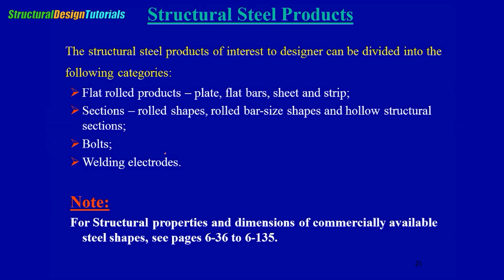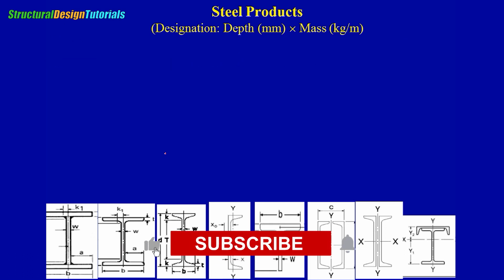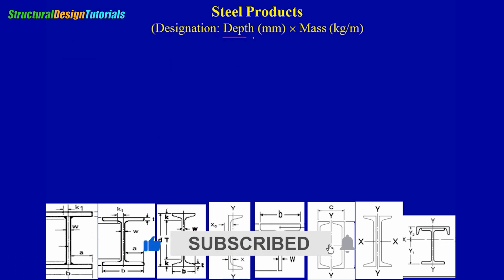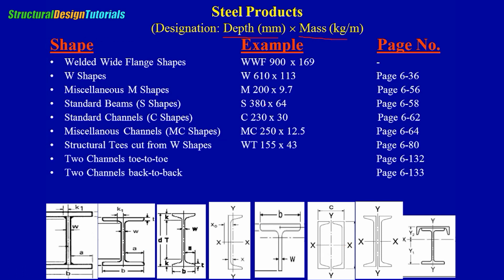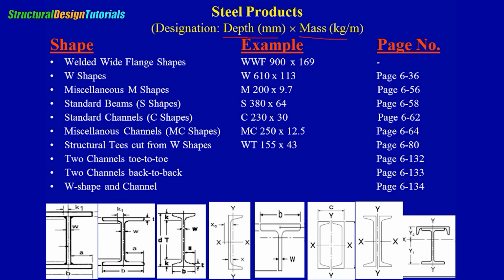The available steel in Canada may take different forms. The first one may be identified by the depth and the mass. The second type may be identified based on the length and the thickness of the member, as you see. So let's start with the first one.